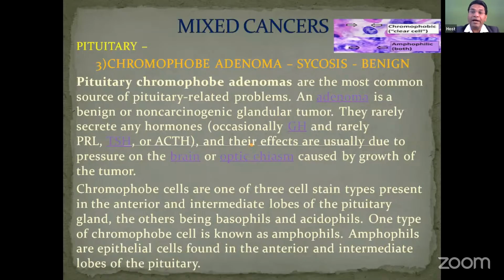Then chromophobe adenoma, it is again benign. Pituitary chromophobe adenomas are the most common source of pituitary related problems. An adenoma is a benign or non-cancerous glandular tumor. They rarely secrete any hormone, occasionally growth hormone, and rarely PRL or TSH or ACTH, and their effects are usually due to pressure on the brain because of the tumor and optic chiasm.